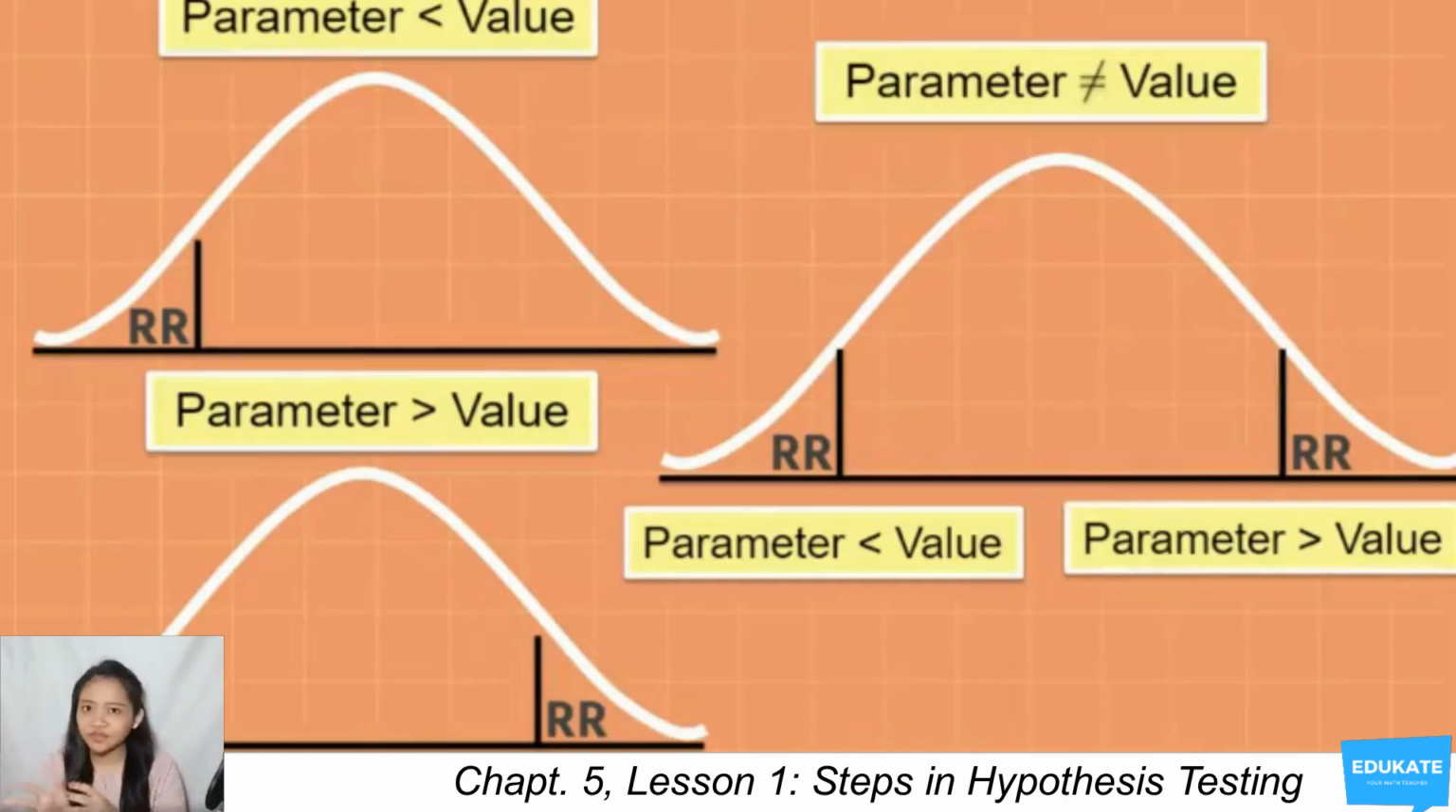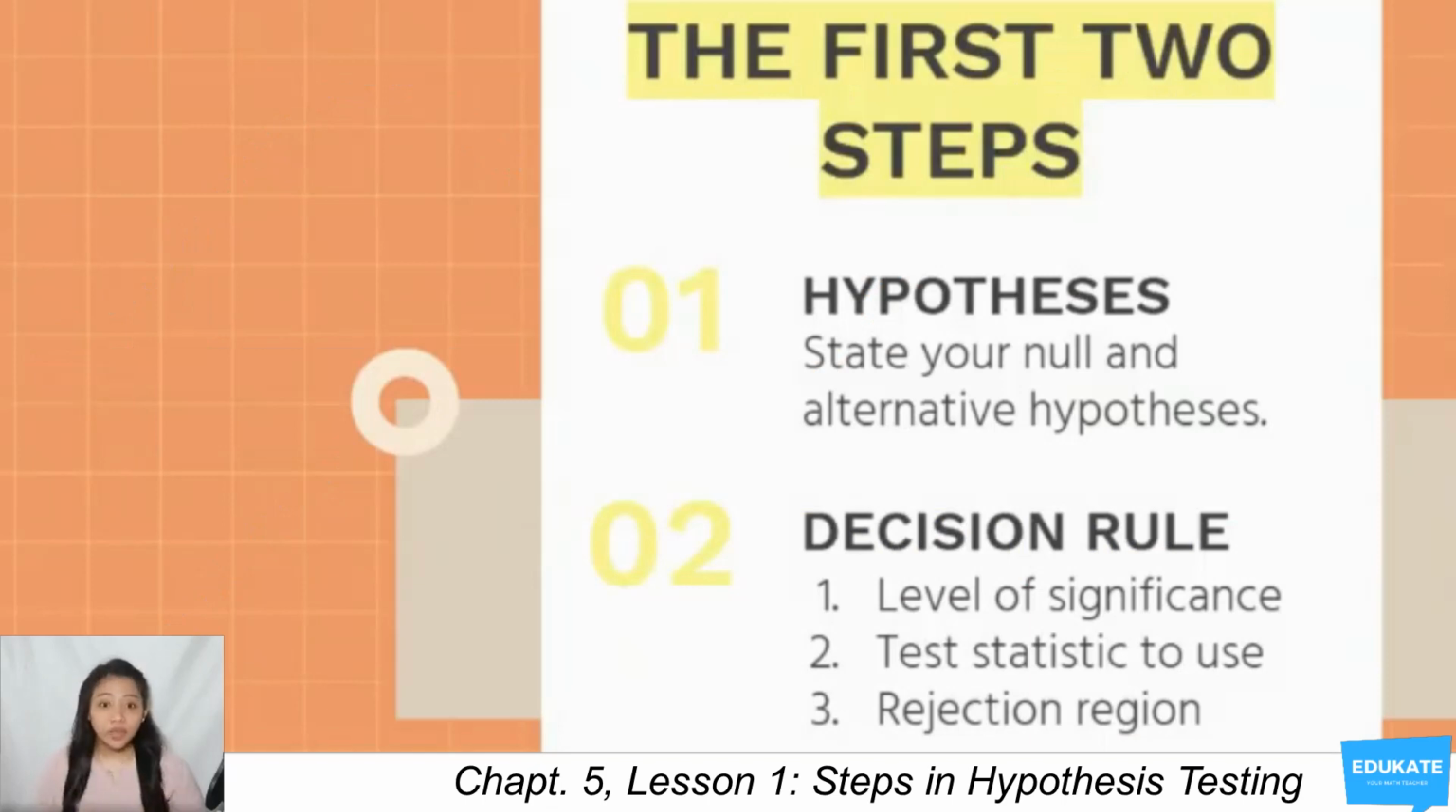If you have a parameter greater than the value, your rejection region is on the right. And then if you have a parameter not equal to the value, you have a two-tailed distribution with your rejection regions on the left and on the right tails. So we have now discussed the first two steps in hypothesis testing.